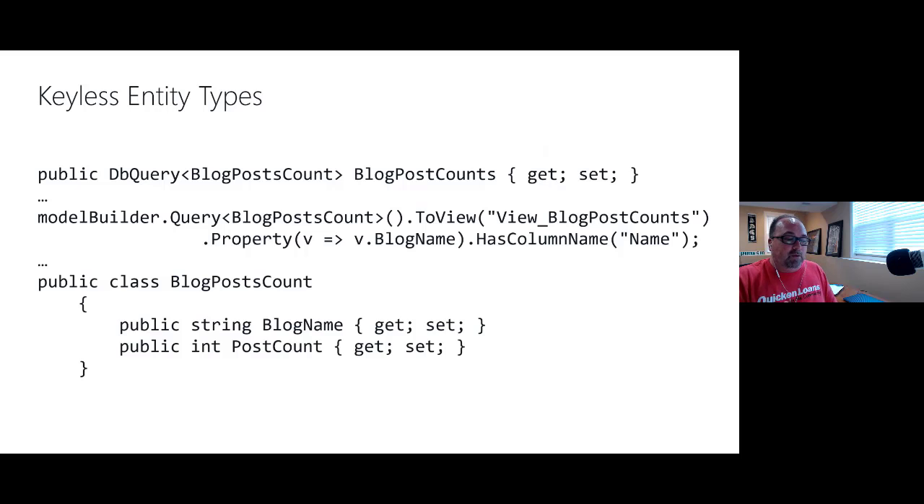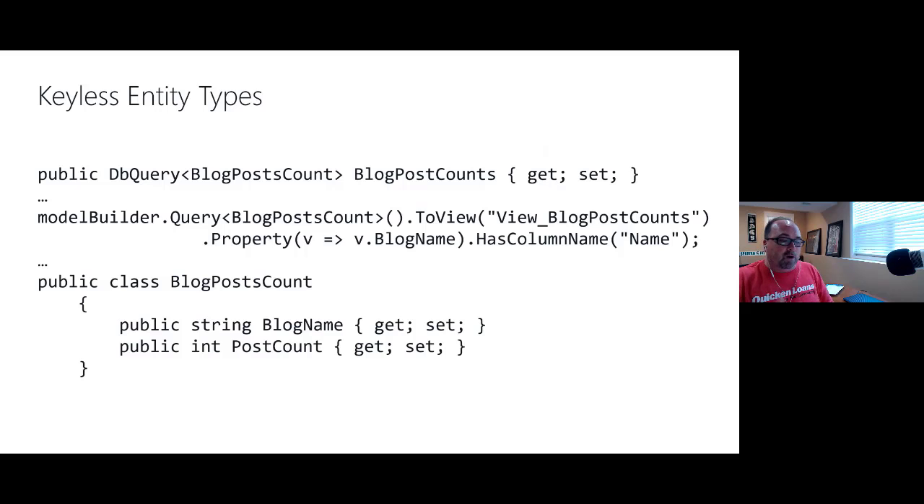And then we have a property, we're saying that there's a property on this view called BlogName, and it has a column name of Name. So that's what it would come back as. And then, like I said before, we would have this new class that would represent this entity type that would be based on that view.